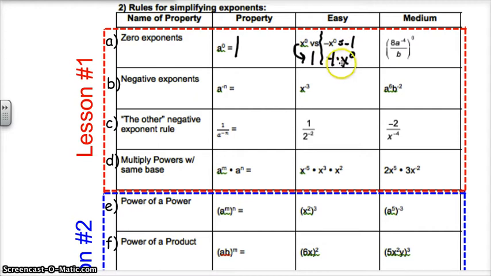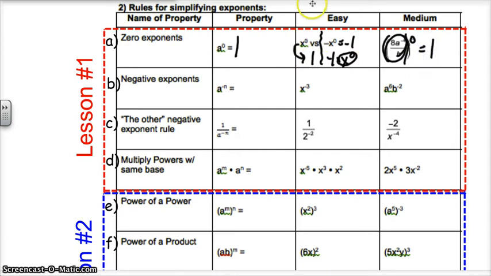Think about your order of operations. We do exponents first and then multiplication. So x to the 0 power is 1. Negative 1 times 1 is negative 1. Notice in the medium example, parentheses are surrounding the entire problem, meaning that the 0 is essentially touching everything inside here, leading it all to be 1.